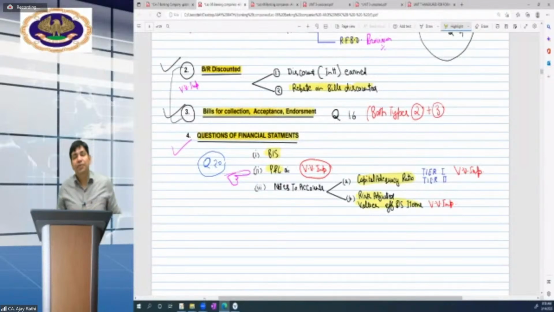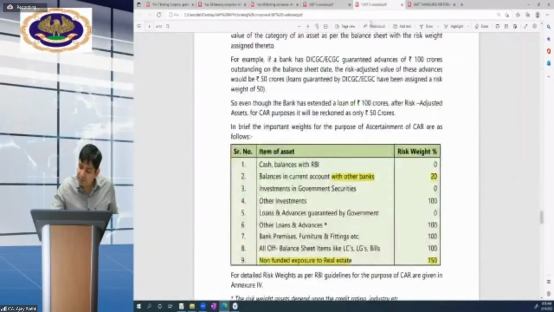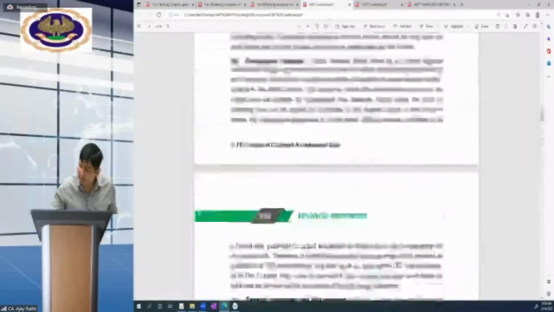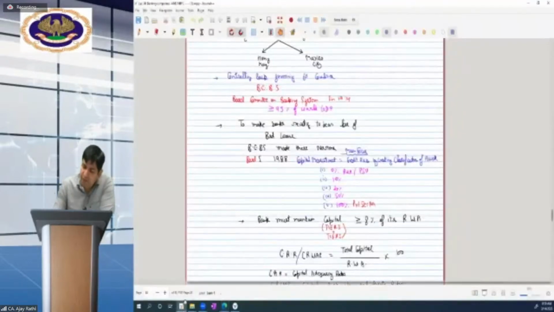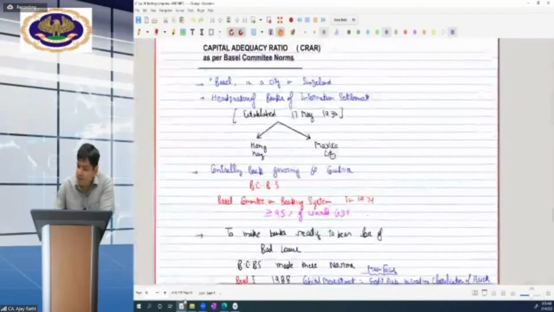Okay. This is basically unit number 3. This is your unit number 3. Capital adequacy norms, which I have already covered in my notes of accounts. Okay, beta, my notes. So beta, see, I am giving you information, a story is there, which you have to listen to and understand.